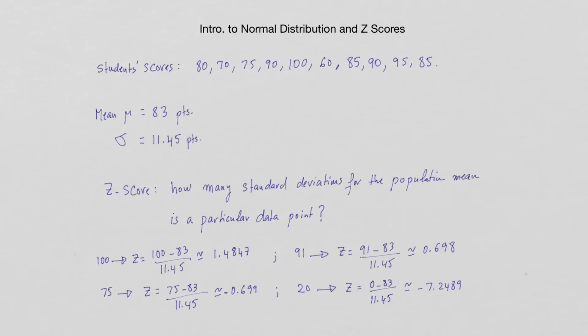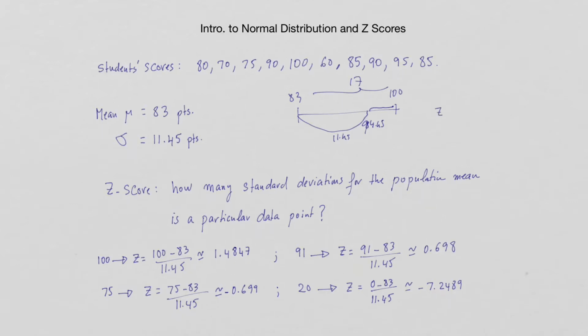So if you have 17, here is 100, and here is 83. So this is 17. How many of 11.45 are in 17? Well, there is 1 here, that's 11.45, that lands me at 94.45, and then I have a little bit of leftover. So I know my Z-score is going to be more than 1 and less than 2, because 2 will take me outside of 100. Okay, let's figure that out. It's very simple math, actually.